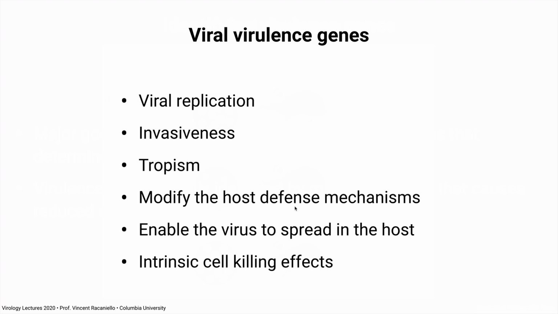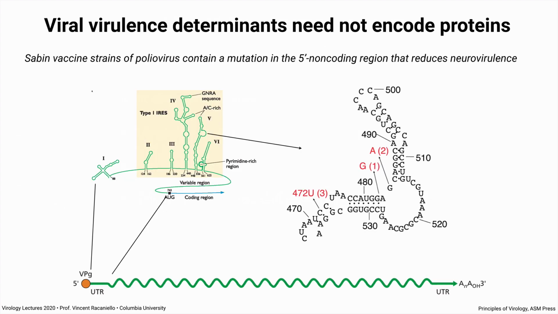These are genes that modify host defense mechanisms. Some of the viral immune antagonism genes that we've been talking about previously are virulence determinants, because if you take away the ability of the viral gene product to antagonize immune defenses by changing the sequence of the protein, you're reducing virulence. We have other genes that enable virus to spread in a host. We have other genes with intrinsic cell-killing effects. So let's look at a couple of examples of these.